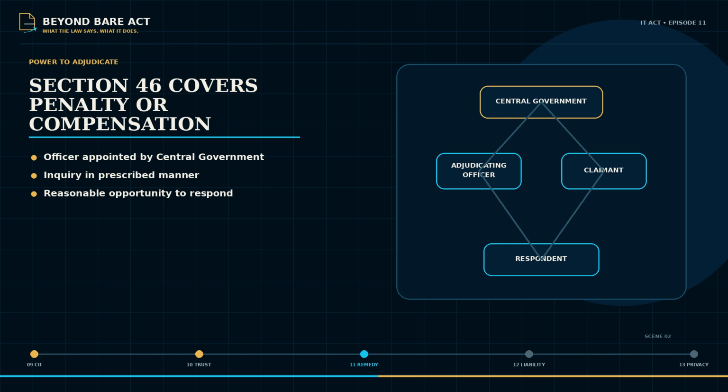Section 46 authorises adjudicating officers to decide whether a person has committed a contravention of the Act or of a rule, regulation, direction, or order made under it that renders the person liable to pay penalty or compensation. The central government appoints an officer of the required rank and qualifications, and the inquiry follows the prescribed framework. The person proceeded against must receive a reasonable opportunity to make a representation. If the adjudicating officer is satisfied that the contravention occurred, the officer may impose the penalty or award compensation in accordance with the relevant provision.